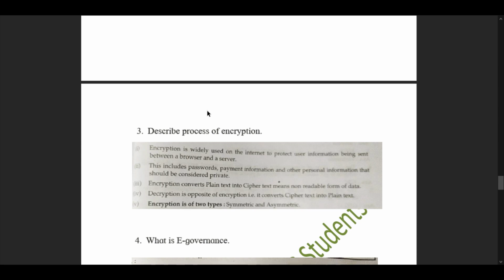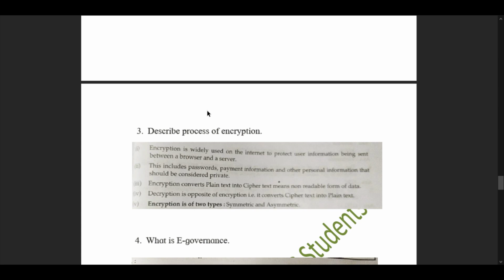So if you would have seen the notification you get when you message someone on WhatsApp, you'll find this yellow bar floating up above your conversation. That would be, this conversation is end-to-end encrypted. This is similar to this. Encryption converts plain text into ciphertext, meaning non-readable form of data. Decryption is the opposite of encryption, that is, it converts ciphertext into plain text.